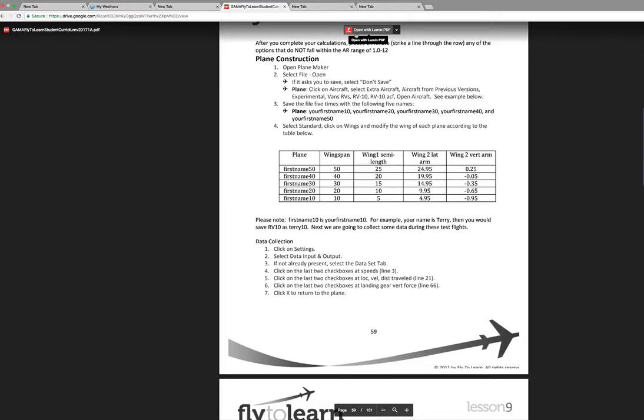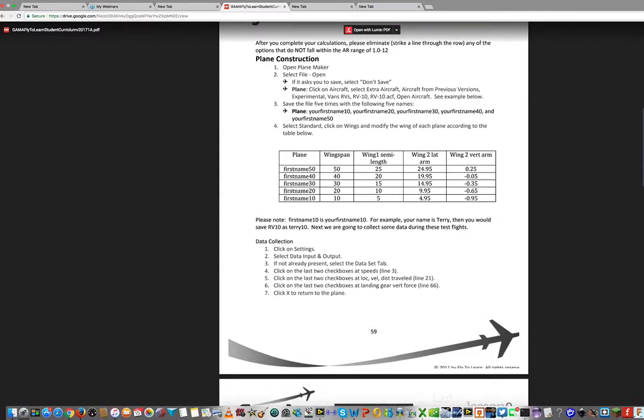This is in the outline. All right. We have slides for this as well. You're going to see wingspan is 50 feet. Wing 1, semi-length then is 25 feet. Wing 2, lateral is 24.95. Wing 2, vertical is 0.25. All right, so that's where that's coming from.